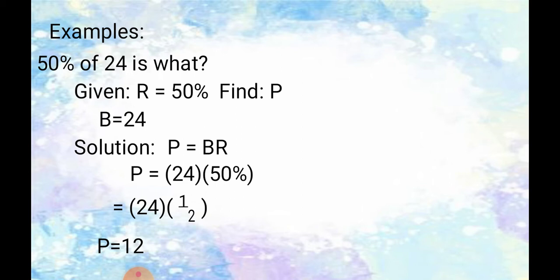Okay, so we have to multiply this one, 24 times 1/2, or it can be 24 times 0.50. So 24 times 1/2 is equal to 12. Since 24 times 1 is equal to 24, and then 24 divided by 2 is 12. That's why our P or percentage is 12. Therefore, 50% of 24 is 12. Okay, so kalahati ng 24 is 12. So 12 plus 12 is 24.